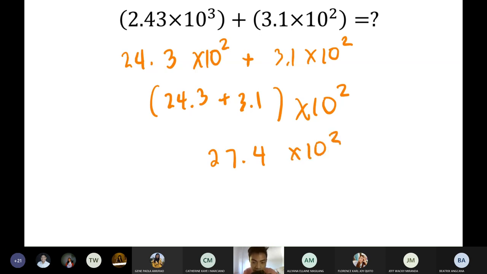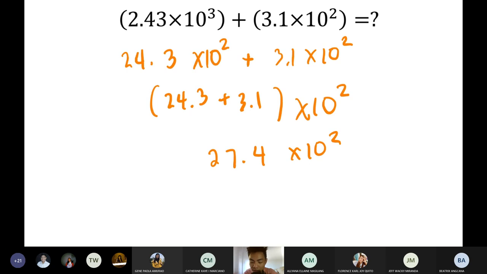However, is this the final answer? No. Why? Para akong si Dora, ako rin nagsasagot ng tanong ko. So, is this the final answer? No. The reason why is that the coefficient is not within the range of 1 to 10. Okay, so I have to make this in between those ranges, so that it qualifies under the rules of scientific notation.